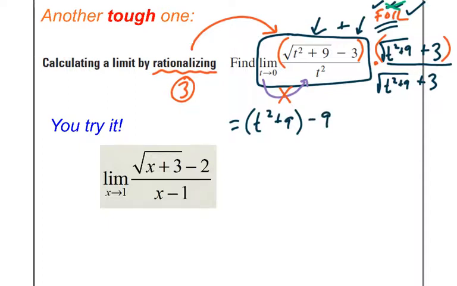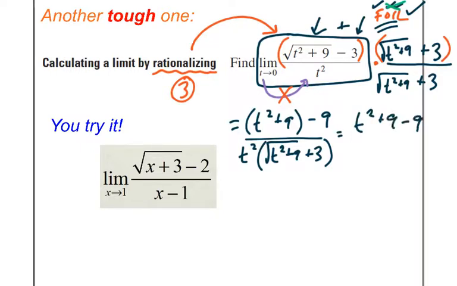minus 9. Now on the bottom, it's really tempting to distribute this t squared into the conjugate part here in the denominator, but please don't. Please don't ever distribute in. You're going to see why in a second, why that'd be really, really messy. Okay, on top we get t squared plus 9 minus 9 all over t squared times the conjugate. Again, don't distribute.